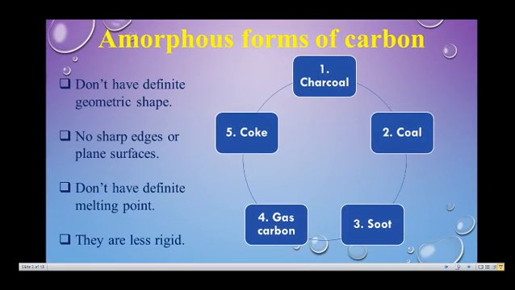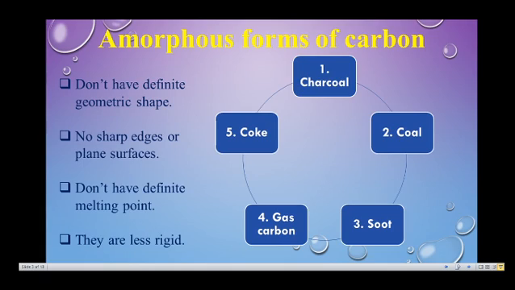Amorphous forms of carbon. Already we have discussed the topic. Amorphous forms of carbon do not have a definite geometric shape. Therefore, they do not have sharp edges and plane surfaces. Due to this, they do not have a sharp melting point. It may vary, and they are very less rigid in nature.